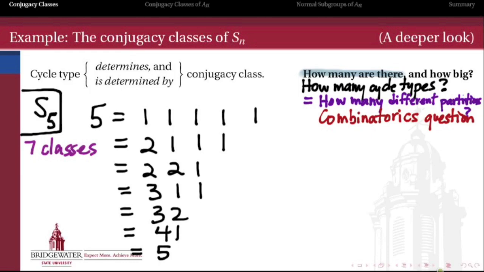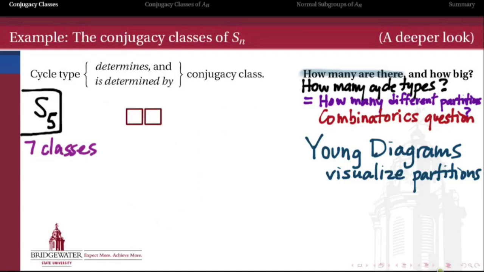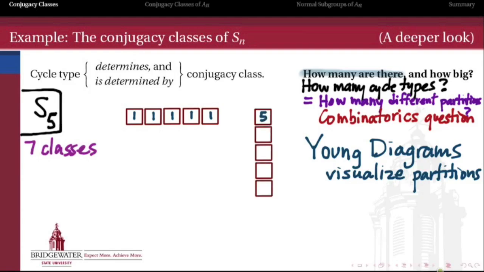And a convenient way of visualizing each one of these is done by something called Young diagrams. Young diagrams are diagrams with squares in them, arranged in a particular way, that helps us to visualize these partitions. So if I take, for instance, the partition 1 plus 1 plus 1 plus 1 plus 1, that corresponds to a Young diagram that has the five squares arranged in a single row. If I take that diagram and I turn it 90 degrees, I get a partition that has all five stacked on top of one another, and that's going to correspond to the partition that's just the single number 5. So in S5, these would be the five cycles.